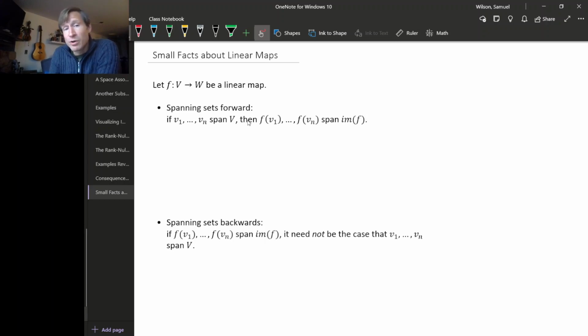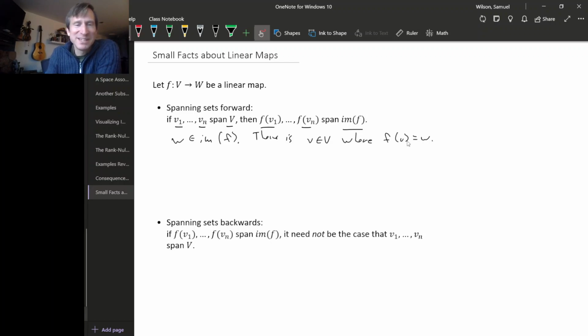So for spanning sets forward, if you have a collection of vectors that spans V, then the images of those vectors span the image. And this is because if we have a vector w in the image of f, then that means that there is some vector v in V where f of v is w, because that's what it means for w to be in the image, right? Something has to go to it.